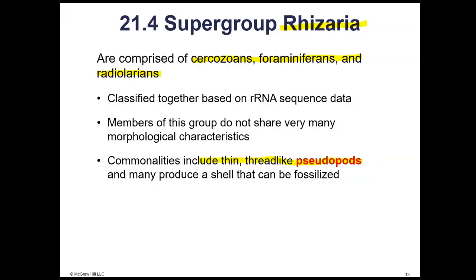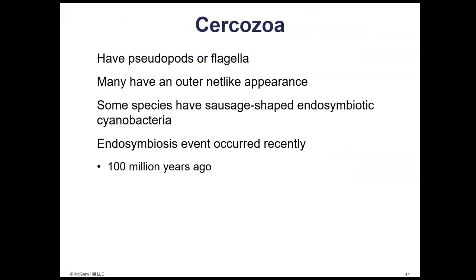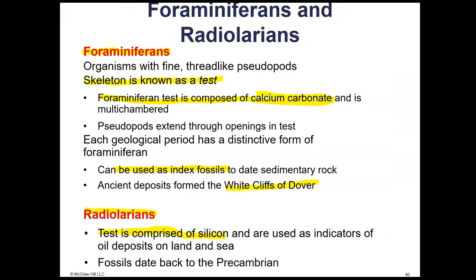Okay. Then we have the supergroup Rhizaria, which includes the cercozoans, foraminiferans, and radiolarians. They do all have pseudopods. This means the cercozoans actually can have pseudopods or flagella, but I'm probably not going to ask you about cercozoans. I tend to focus, and the questions in the quiz are on either foraminiferans or radiolarians.